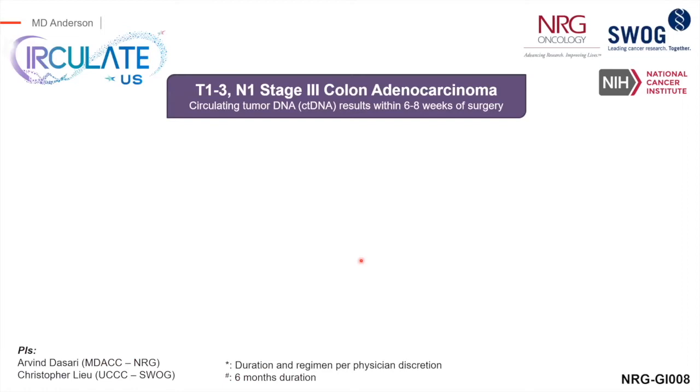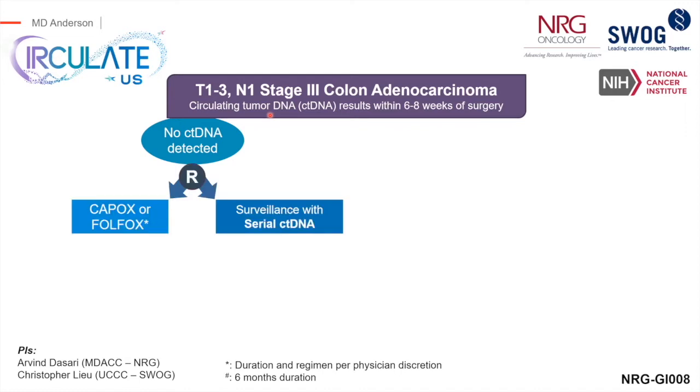And then there's just now launching the CIRCULATE US, which is a companion, or we're collaborating with CIRCULATE-Japan, T1 to 3 N1 stage 3. So what we consider a lower risk stage 3 colon cancer. We're looking at the ctDNA and actually saying if there's no ctDNA detected, we're randomized to either doing the adjuvant like we would normally, or as we showed before, these are patients that do really well.